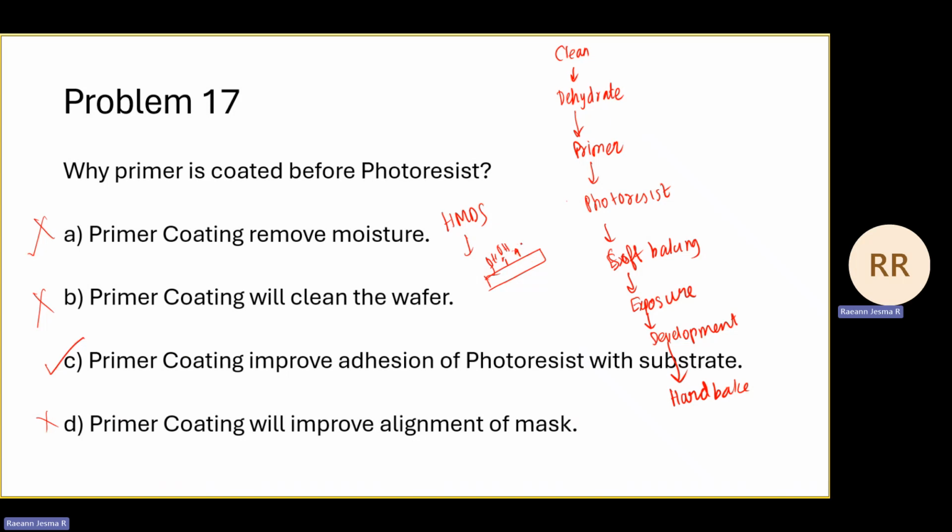So if the photoresist is not having good adhesion with the substrate, when you are trying to do development or something, the photoresist will just come off. So the regions where you wanted photoresist to be there, the photoresist will not be there. So in order to provide better adhesion, we will use primer coating. Another important role that this primer coating plays is that we can reduce the thickness of the photoresist as well.